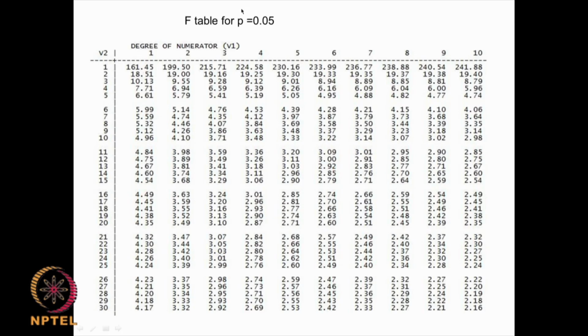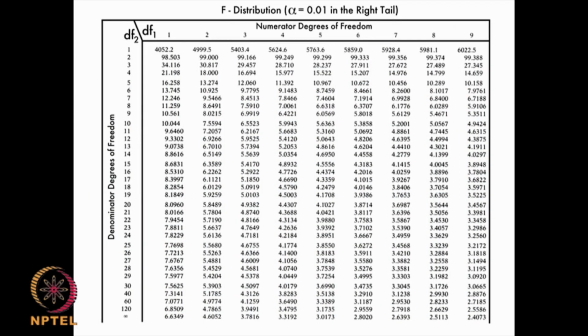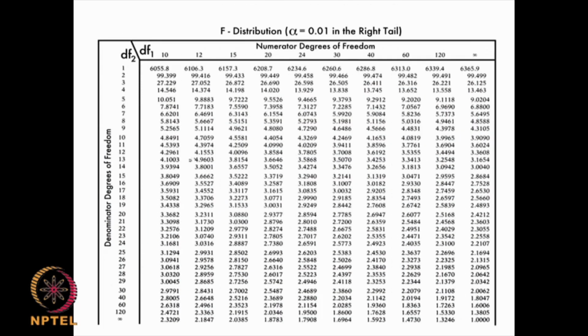And then you have tables for p is equal to 0.05, that means 95% confidence. We have an F table, this is for the numerator and this is for the denominator. If you look at the next page, it continues like this. So, you select the F value. This is for p is equal to 0.05, similarly we have p is equal to 0.01 and so on. For any value of p you will be able to get it.